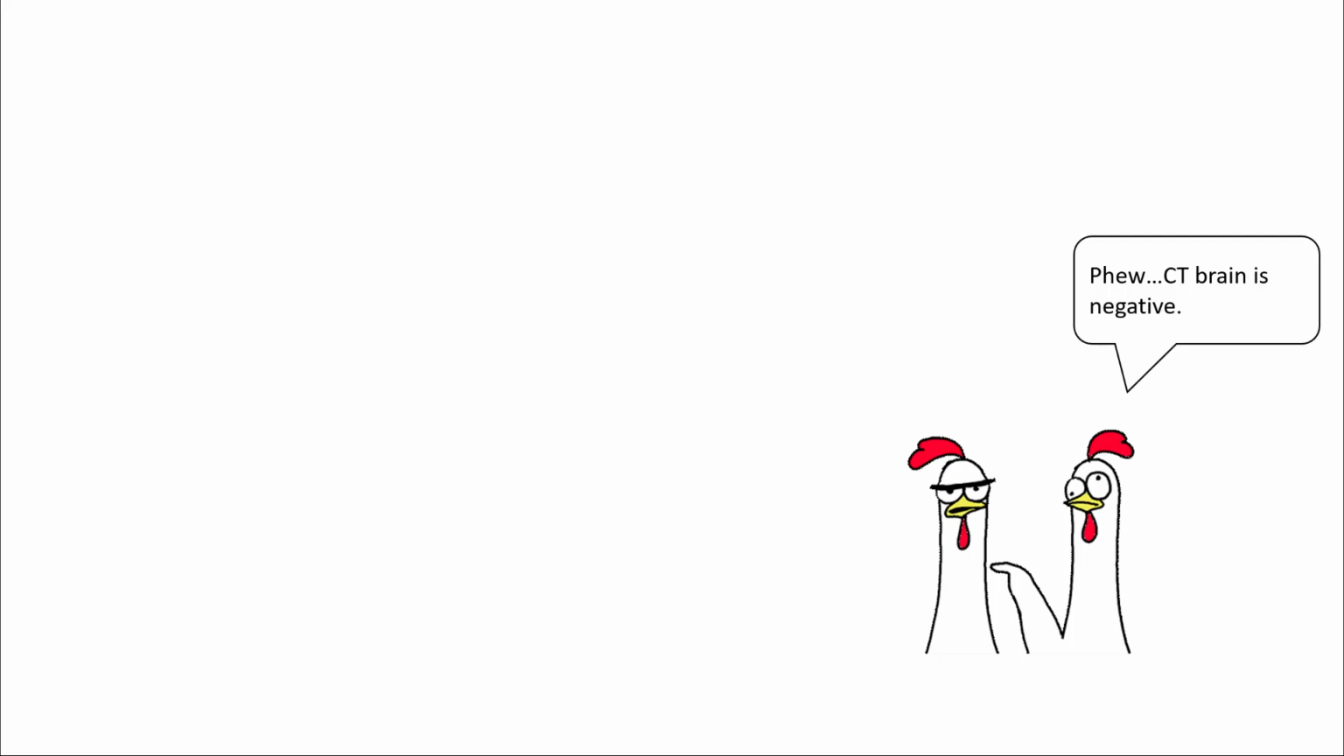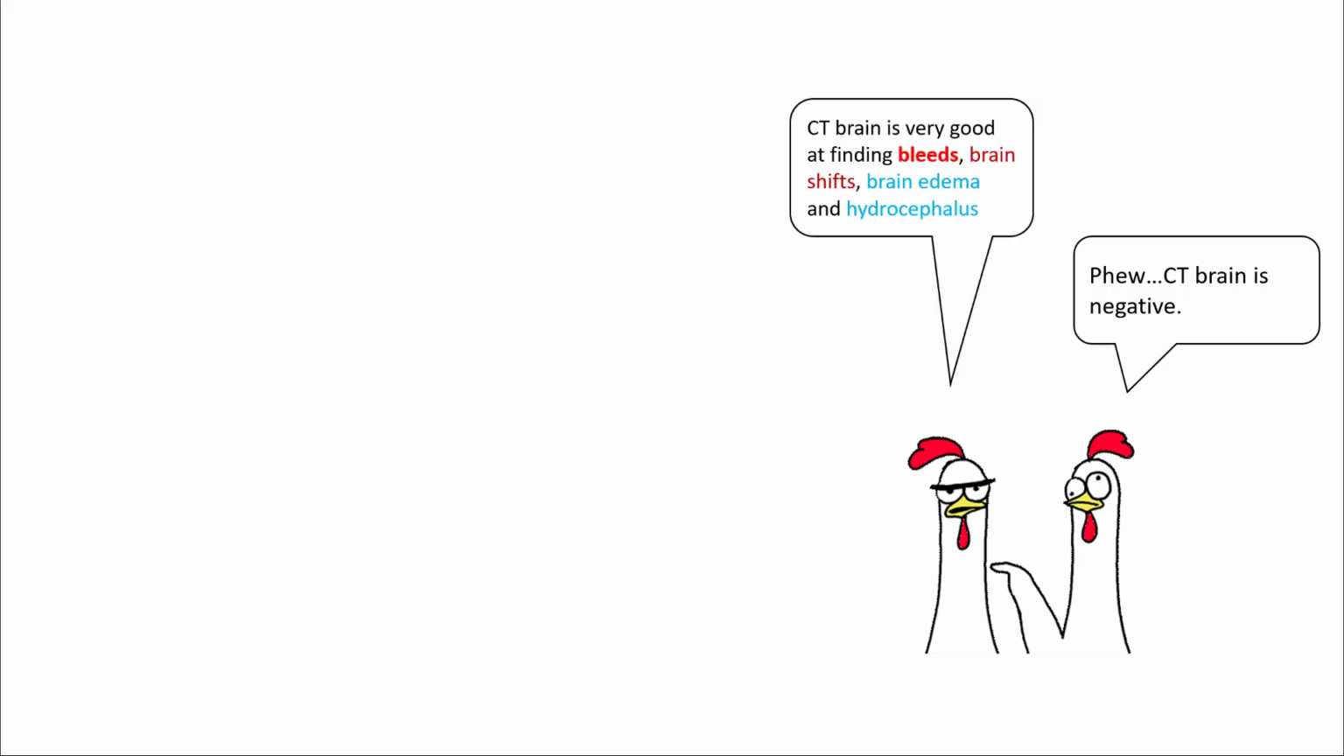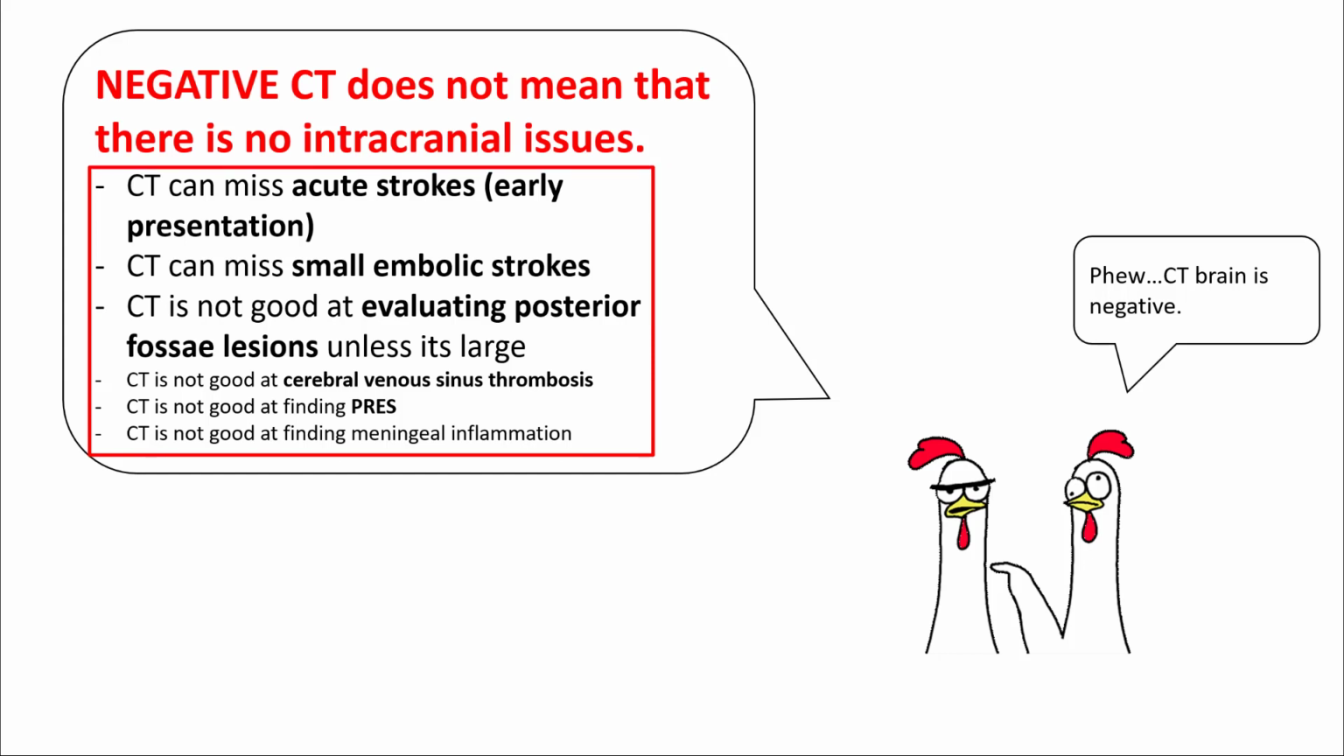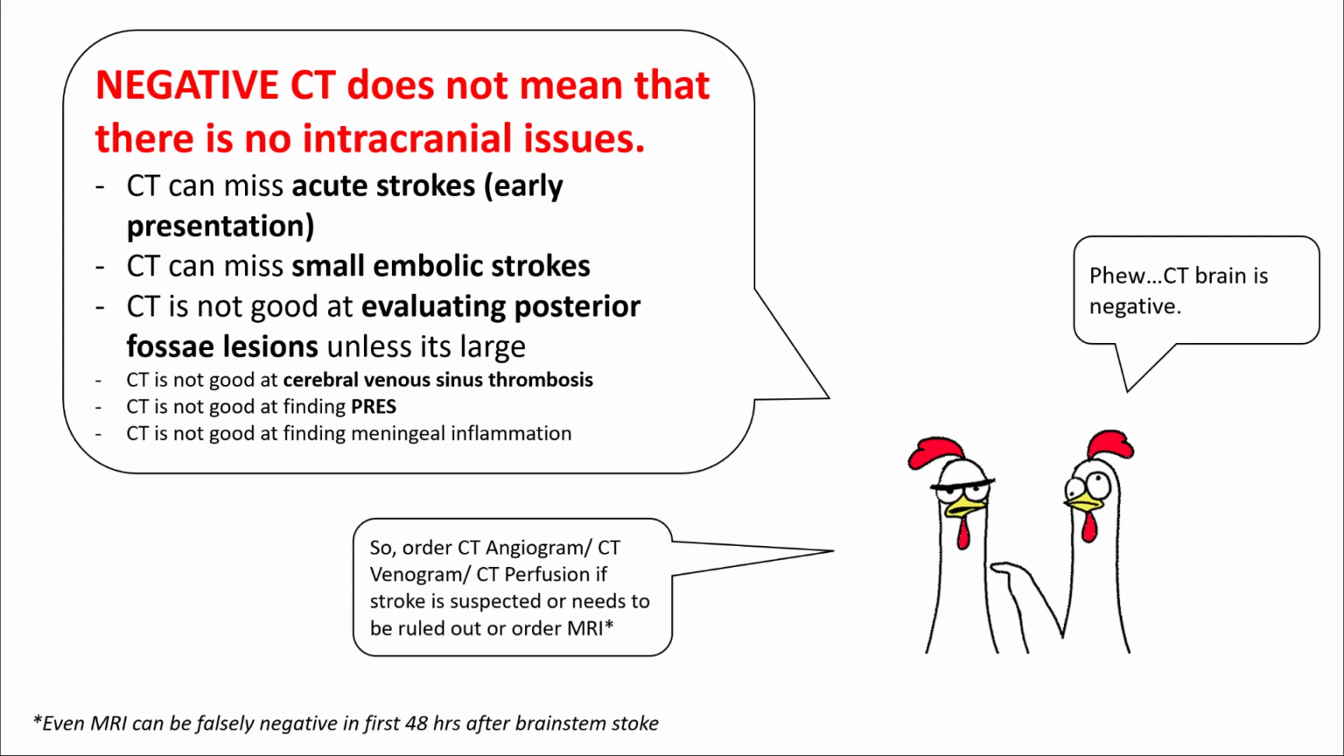One of the most important things to understand is a negative CT brain doesn't mean that your brain is normal. CT brain is pretty good at finding bleeds, brain shifts, edema, and hydrocephalus. However, it is very poor at figuring out acute strokes, especially early in presentation. It can also miss a small embolic stroke, posterior fossa lesions, cerebral venous sinus thrombosis, PRES, and meningeal inflammation. So depending on your history and exam findings, you can order other tests to confirm your suspicion.